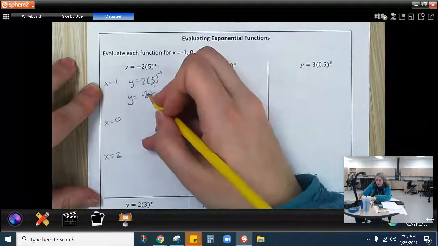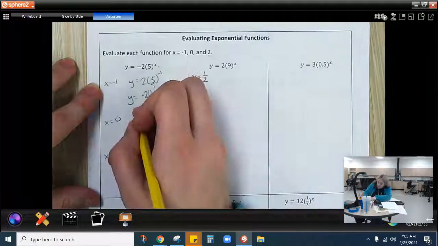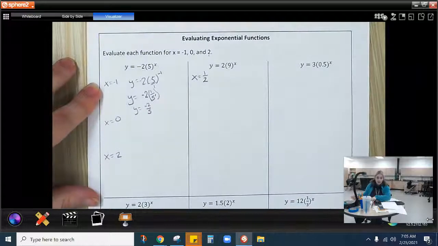Well, wait a second. I've got -2 times 1/5. I know how to do that. That would become y equals -2/5. And that's the answer. That's it right there.